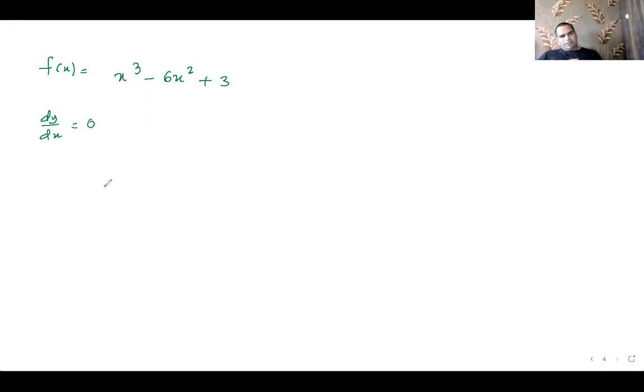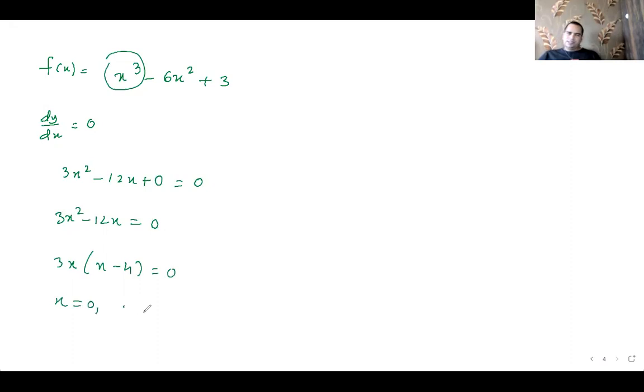When you find dy by dx, it's going to be 3x squared minus 12x plus 0 equated to 0, because the derivative of x cubed is 3x squared, the derivative of minus 6x squared is minus 12x, plus 3 equals 0. So after this, we take 3x squared minus 12x equals 0. Take 3x common and you get x minus 4 equals 0. So you get 2 points, x is 0 or x is 4, where possibly the graph has a maximum or minimum.